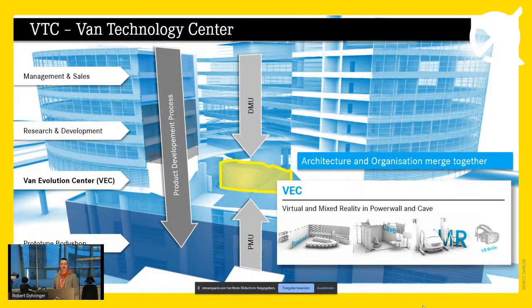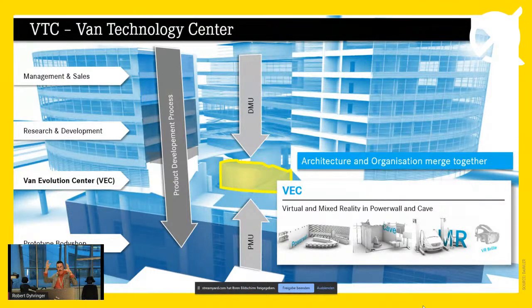are caves and power walls. So the cave is just the room next door. It's like a 4-wall, 5-wall cube you can go in. And this cube is projected with beamers. And you have 3D goggles, you know them from the cinema.